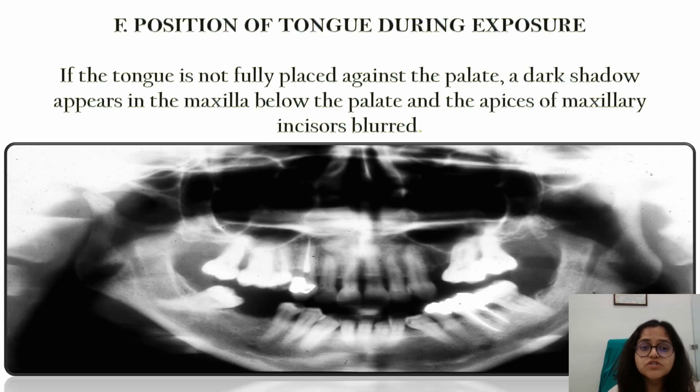Positioning of the tongue during exposure. If the tongue is not fully placed against the palate, a dark shadow appears in the maxilla below the palate and the apices of the maxillary incisors blur.